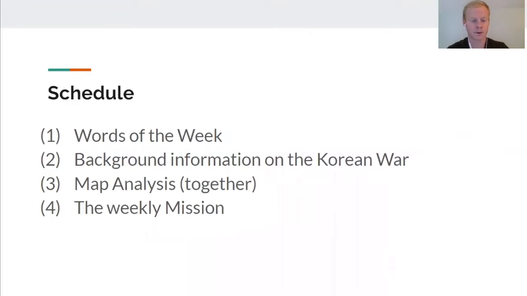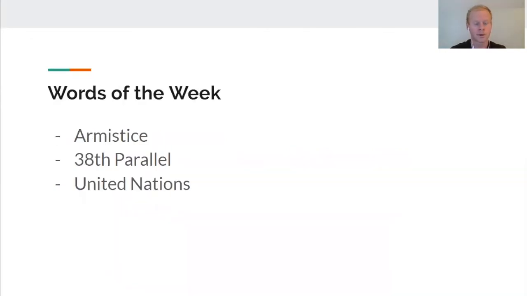So we're going to go through the words of the week first, and then you're going to get some background information on the Korean War. We're going to go through a map analysis together, and then I'm going to talk briefly about the weekly mission, which is on the schedule for Thursday. So the words of the week are armistice, 38th parallel, and United Nations. So go ahead and pause it if you need to write down these with about 2 to 3 spaces in between. So write down the definitions as we get to them.